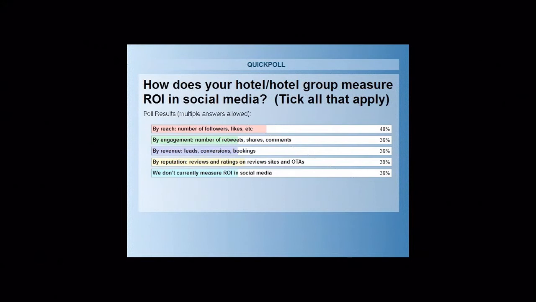The number one answer that you gave, with 48% of you selecting, was by reach. So you're measuring the number of followers, the number of likes. Looks like you're building a platform here to engage more people. The second highest response was actually tied for two places here. People looking to measure in terms of engagement, number of retweets, shares, comments, things like that. And then that was also tied with the number of revenue.